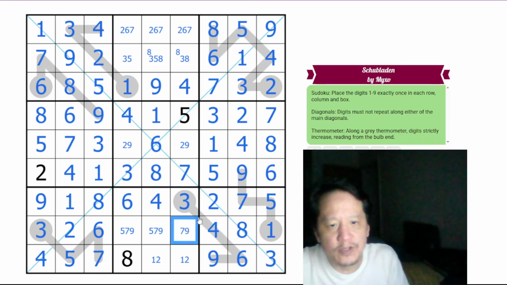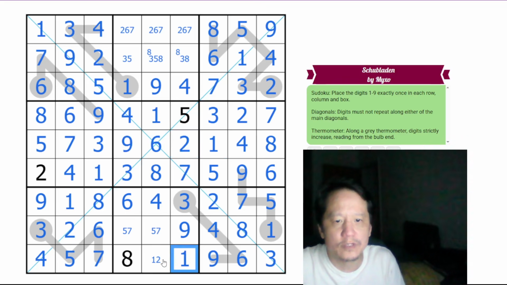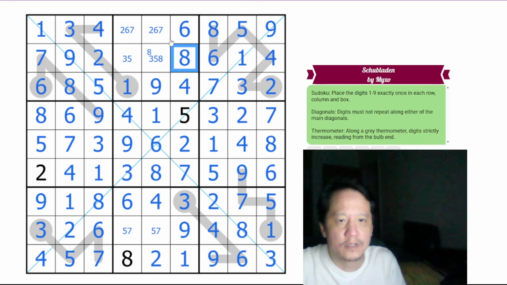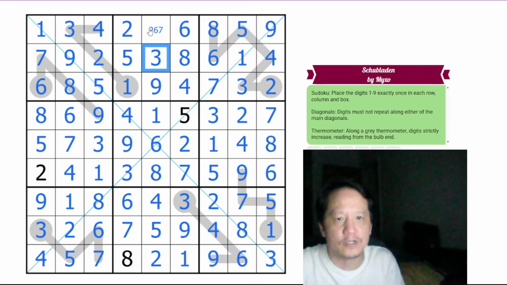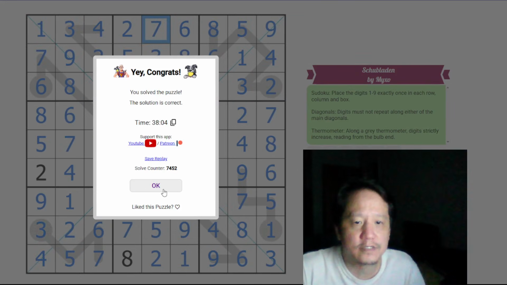7 eliminates 7 here, so it's 9. These can't be 9 anymore. 9 eliminates 9 here, so it's 2 and 9. 2 eliminates 2 here, so it's 1 and 2. This can't be 2 or 7. It's 6. 3 eliminates 3 here, so it's 8. 3 eliminates 3 here, so it's 5, which makes that 7. No 6 or 7 here, so it's 2. That makes this 5, this 3, and this 7. And that's a solution.